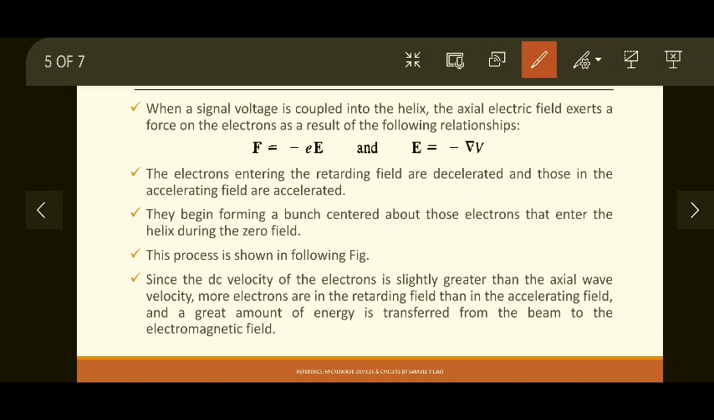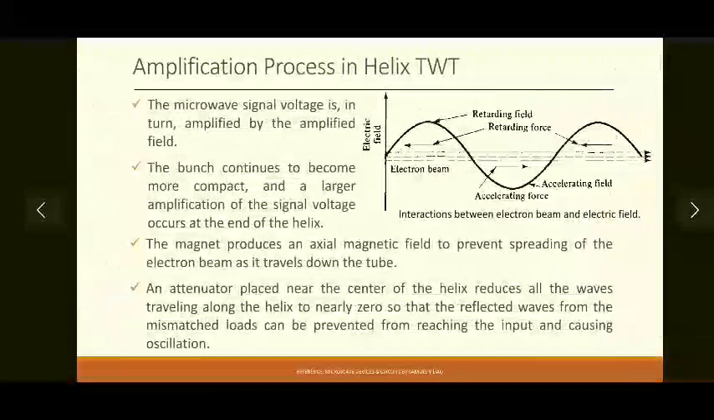DC velocity of electrons is slightly greater than the axial wave velocity. More electrons are in the retarding field than the accelerating field, and a great amount of energy is transferred from the beam to the electromagnetic field. Because of this bunching, velocity modulation happens and energy is transferred from the beam to the electromagnetic field. Okay, that's similar to your klystrons. The microwave signal voltage is in turn amplified because of this energy transfer.